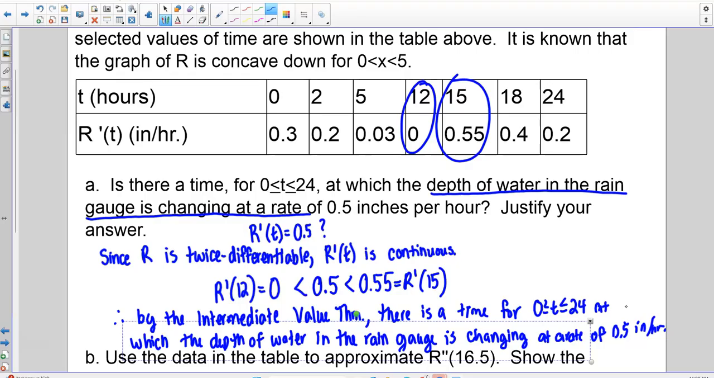So that's intermediate value theorem. That's from a long time ago. Almost anything can fit in this section, though, because the idea is that you have to recognize depth of water in the rain gauge is changing at a rate of means r prime of t, right? So we can take anything we've learned so far, and if we throw it in context of an actual situation, then it fits in this section right here.